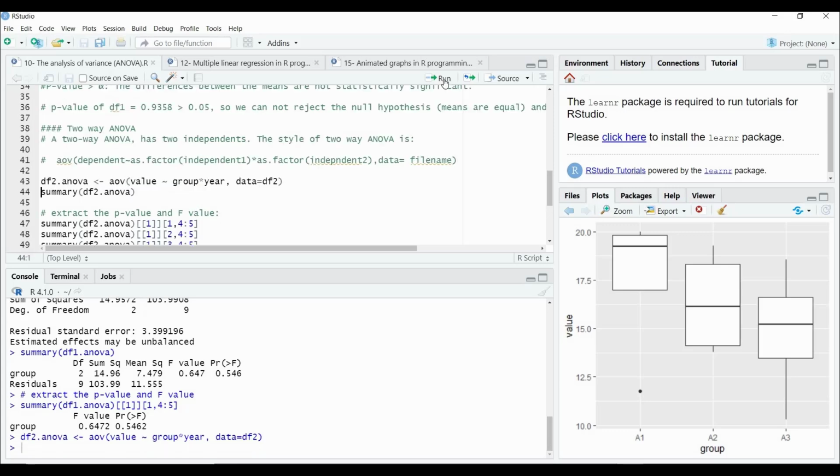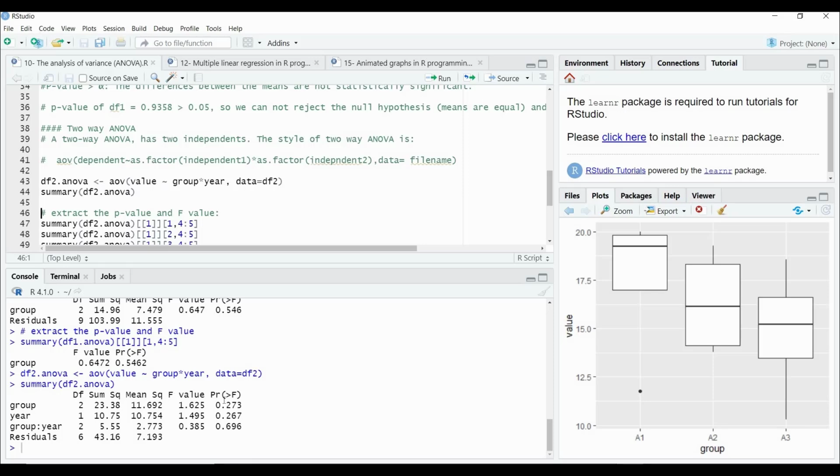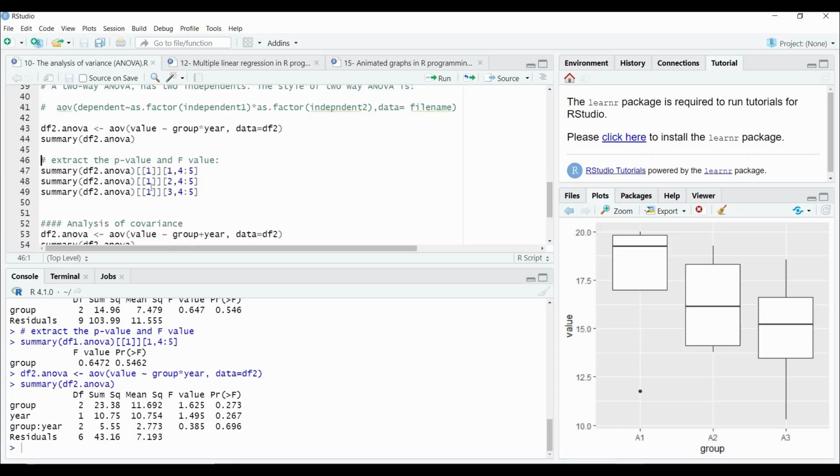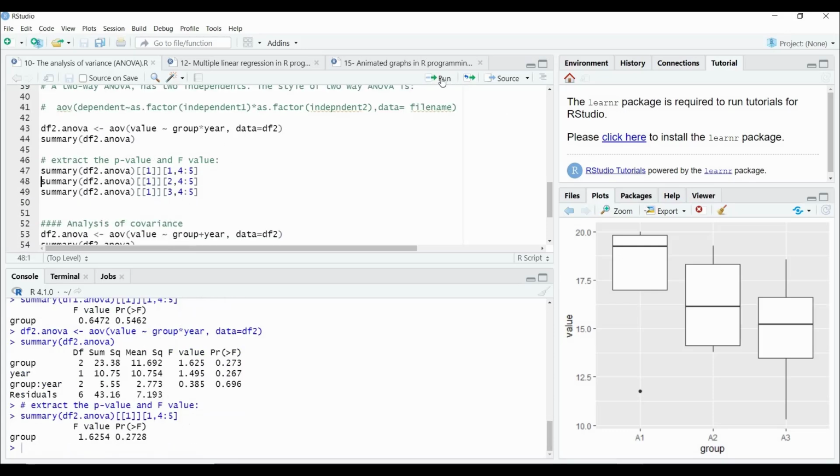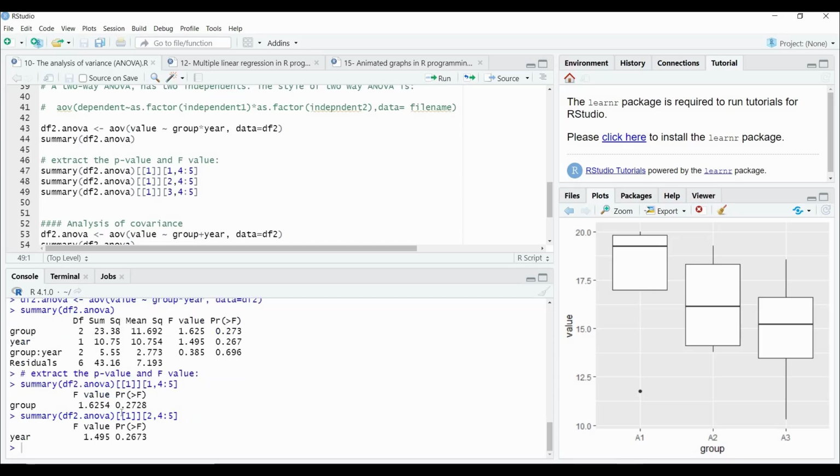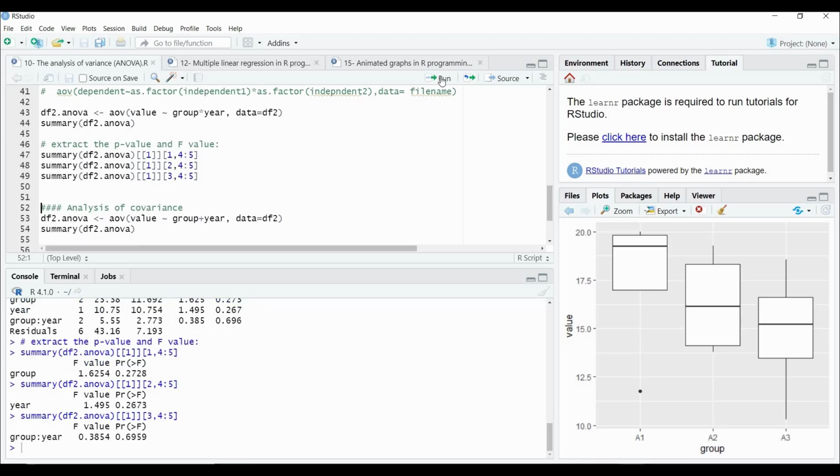Finding the summary of ANOVA. Now we have F value and p value of F for both group, year, and so on. To extract only the p value and F value, now we have the F value of group 1.6 and p value 0.27.